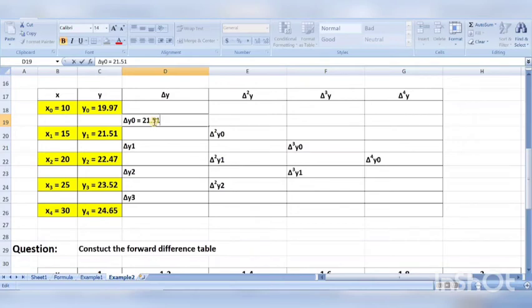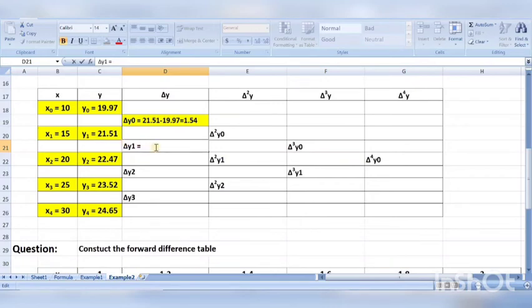21.51 minus 19.97. So what is the answer? The answer is 1.54. This is your delta y0. So first order difference we got here of y0. Next value, how to obtain it? It is y2 minus y1.